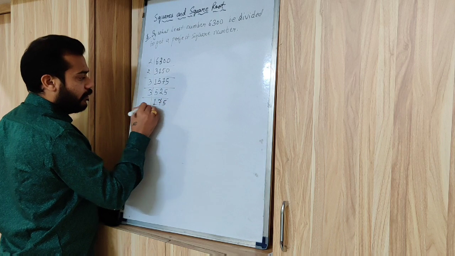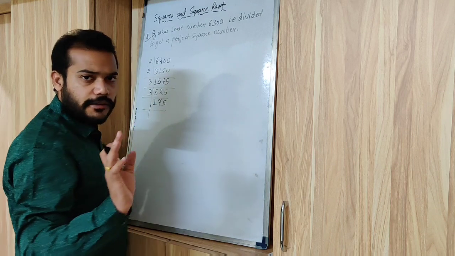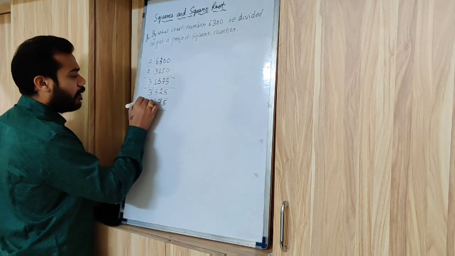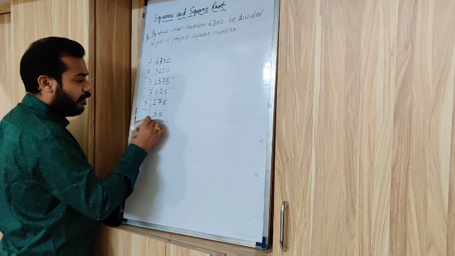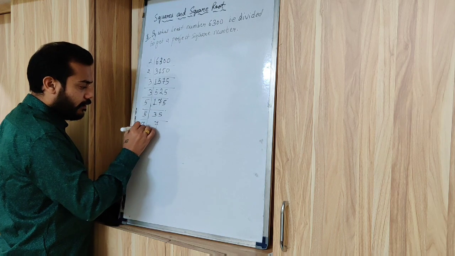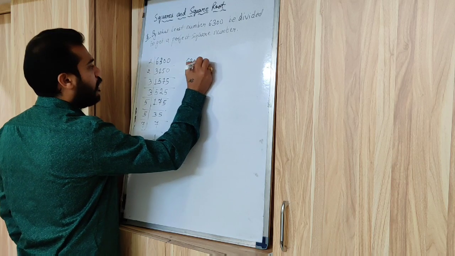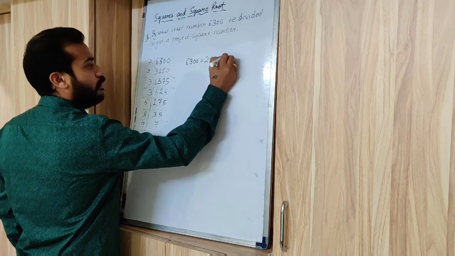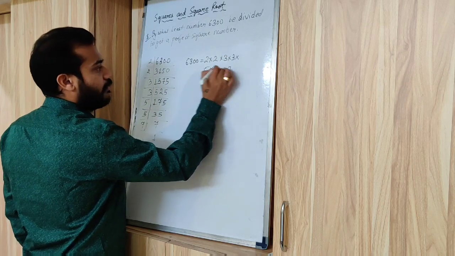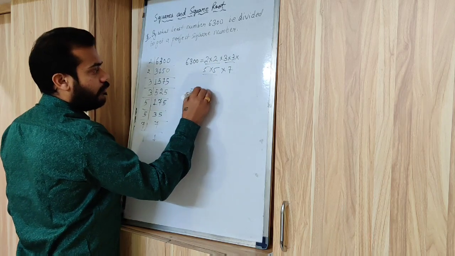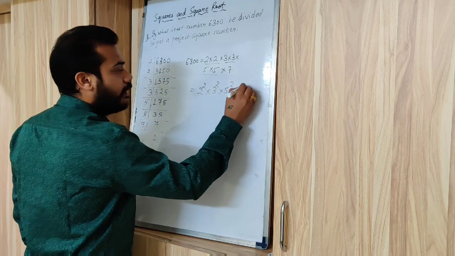1 remaining, then 5 3s are 15. Now 1 plus 7, 8, 8 plus 5, 13. Now it is not divisible by 3. Check for the next prime number, that is 5. 5 3s are 15. 2 remaining, that is again 5. This is again divisible by 5, and 7 is a prime number divisible by itself. The factors of 6300 are 2 into 2, 3 into 3, 5 into 5 and 7. We can write as 2 square, 3 square, 5 square and single 7.